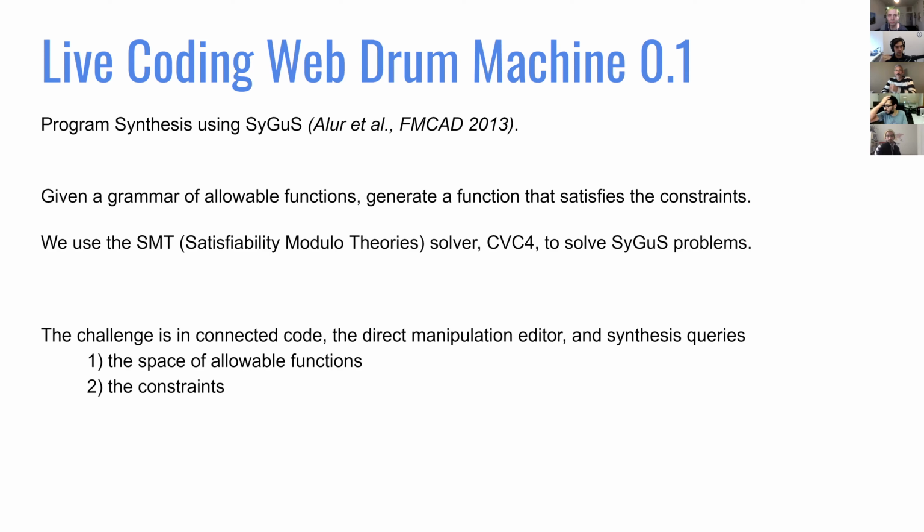So this is following the same sort of pattern that we saw in the program verification community, where a lot of front-end tools were being built on top of SMT solvers, and those front-end tools just keep getting better every time the solver gets better. We're looking at a similar space here, and the challenge, though, is how do we connect the code, the direct manipulation editor, and the synthesis queries together into what SyGuS expects, which is a space of allowable functions, as well as the constraints.